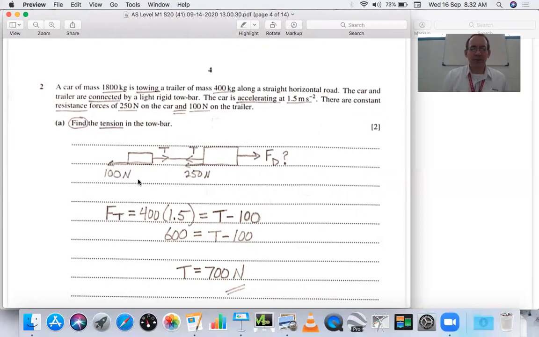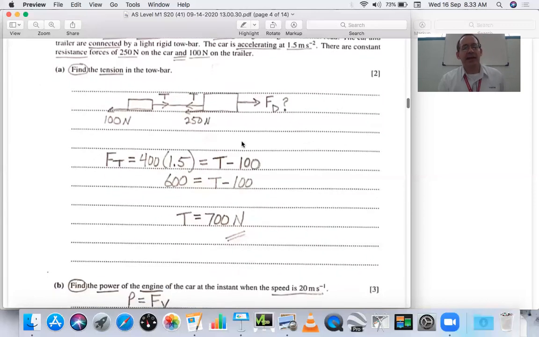So again, remember with these connected particles, you can treat the system as a whole, in which case you would ignore the tension in the middle, or you can do each of the objects separately. And since we need to solve for tension, we can't use the whole system because that wouldn't use the tension. And we can't use the car because we don't know the driving force yet.